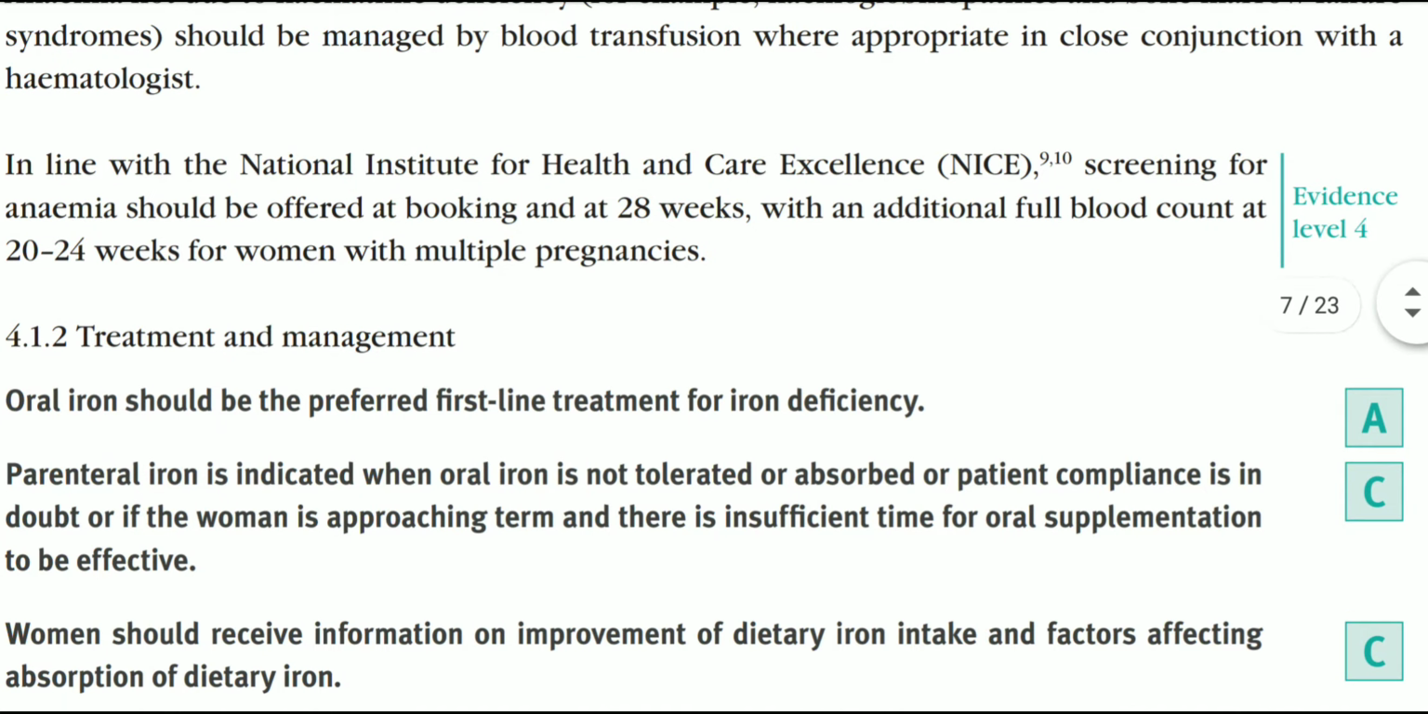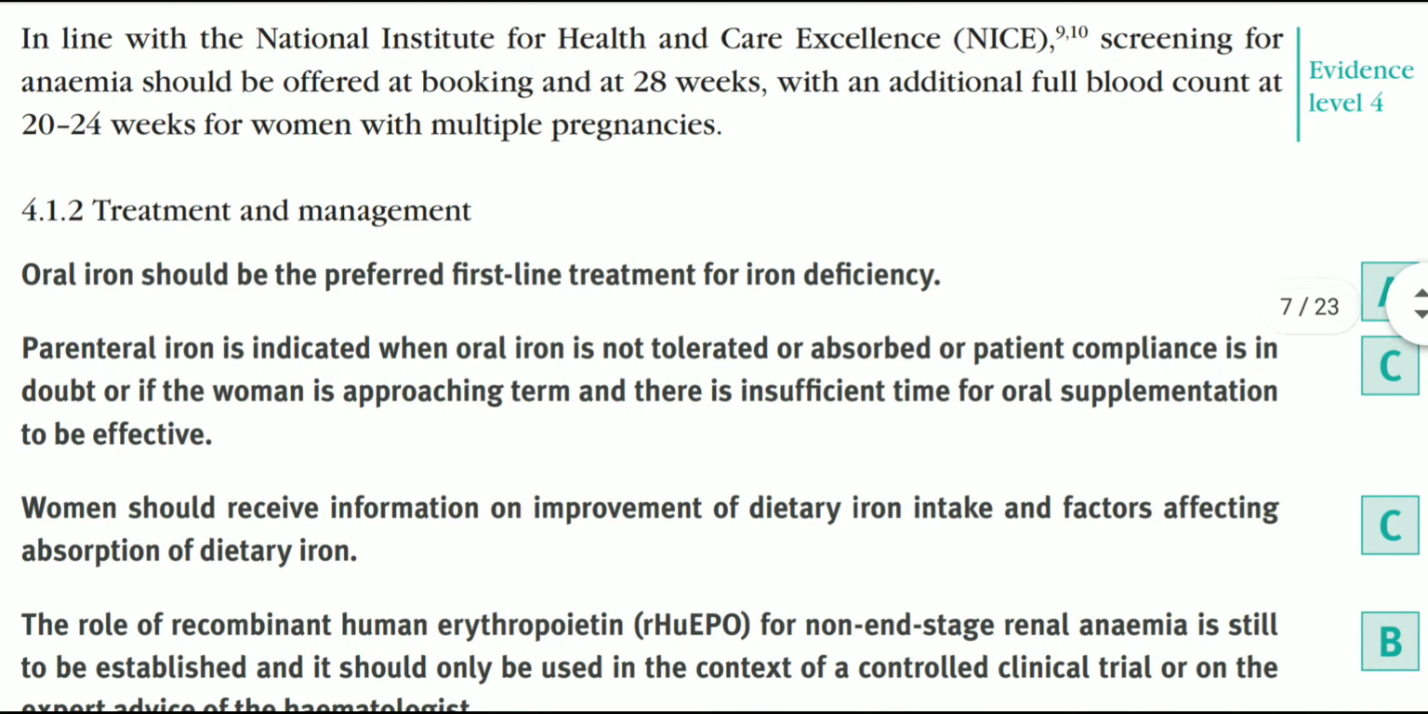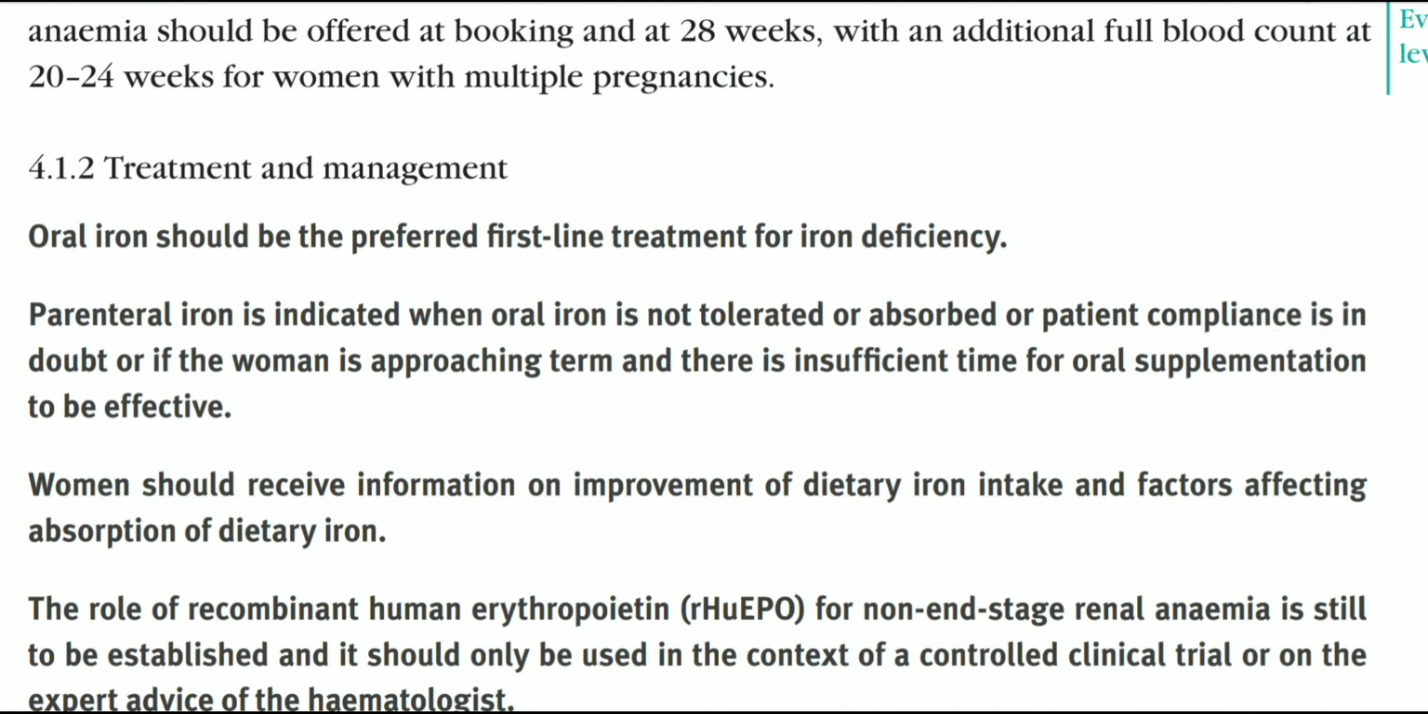Now management and treatment are very important. How do we manage and treat these women? It's written that oral iron should be offered as first line treatment for iron deficiency. Okay, so that is oral iron. When is parenteral iron given? Parenteral iron is indicated when the oral iron is not tolerated or absorbed, or the patient's compliance is in doubt, or if the woman is approaching term, or if there is insufficient time for oral supplementation to be effective.